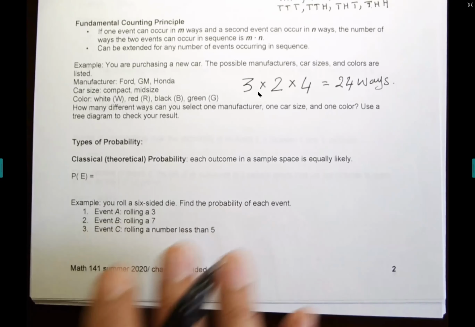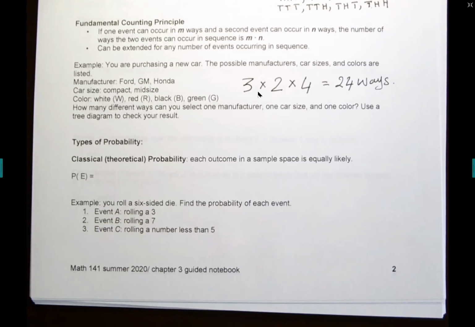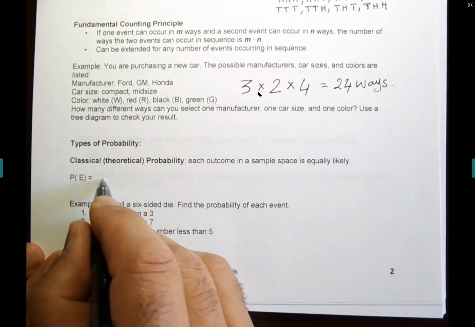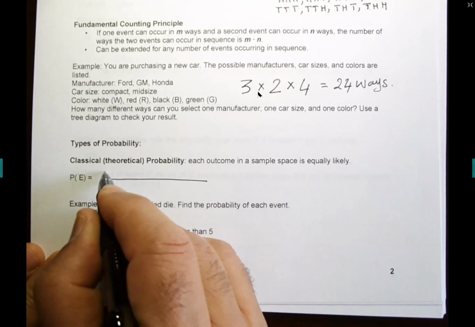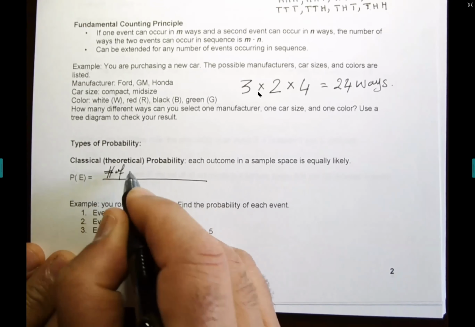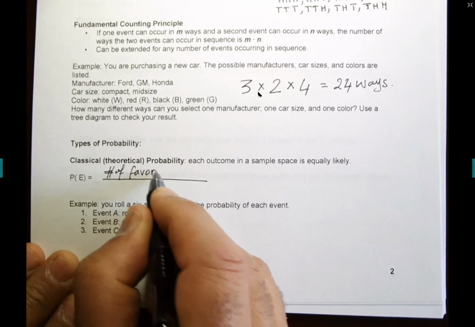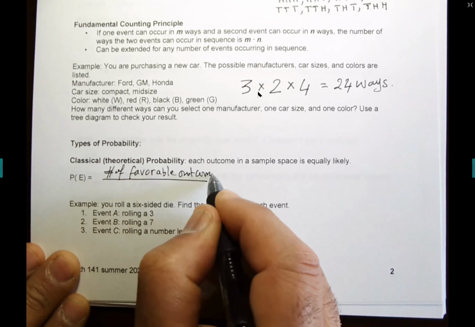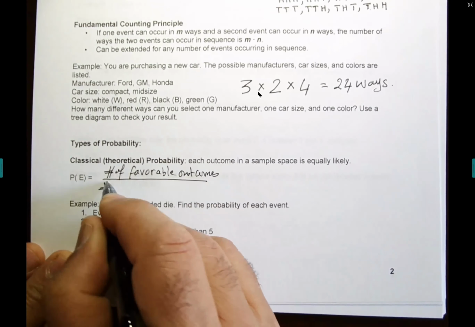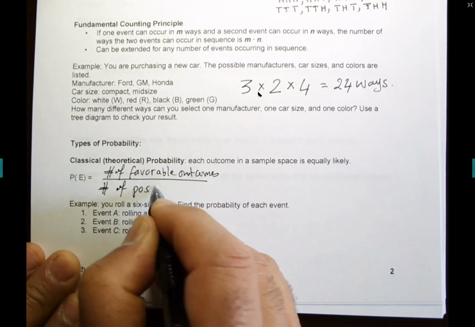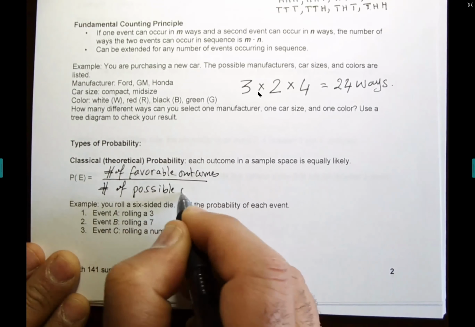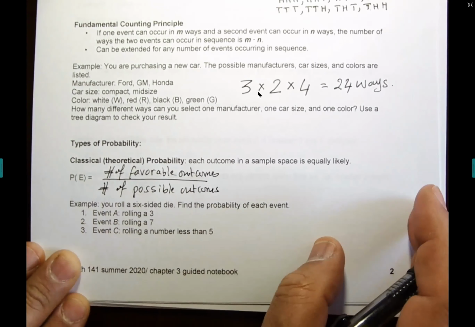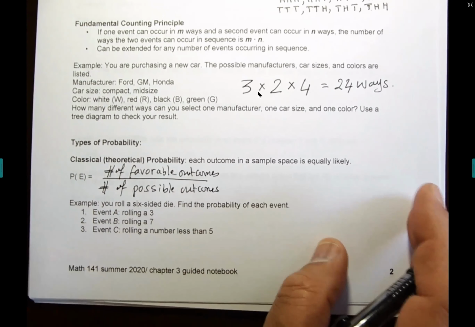Types of probability. Let's give you the definition of probability now. The probability of an event is, by definition, guys, the number of favorable outcomes, what works in your favor, divided by number of possible outcomes. We'll do examples on this so you can understand how probability works.